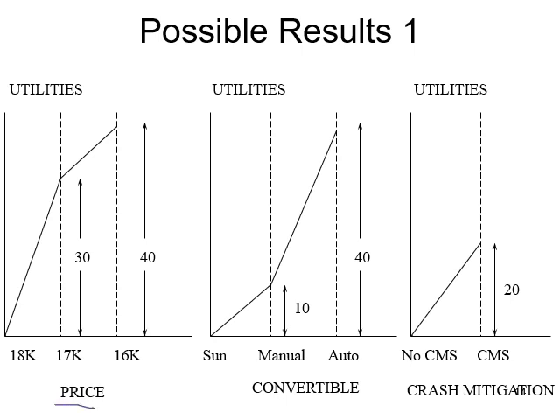I'm going to look at price. Then what kind of convertible it is, and finally, I'm also going to look at this crash mitigation system. And what are the preferences of people, right? So we have here preferences.